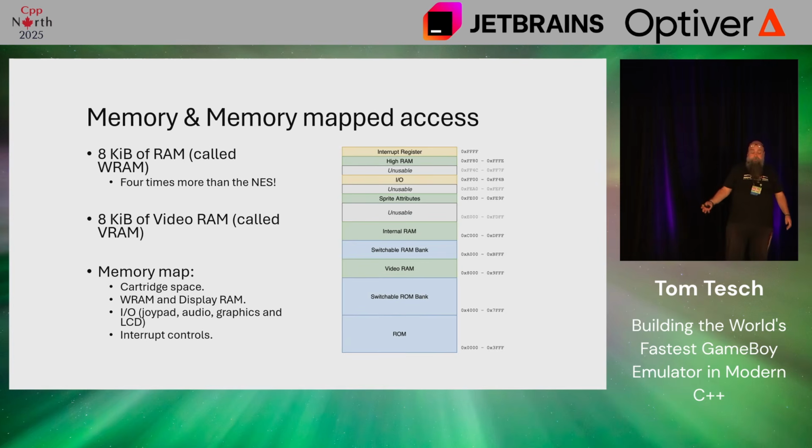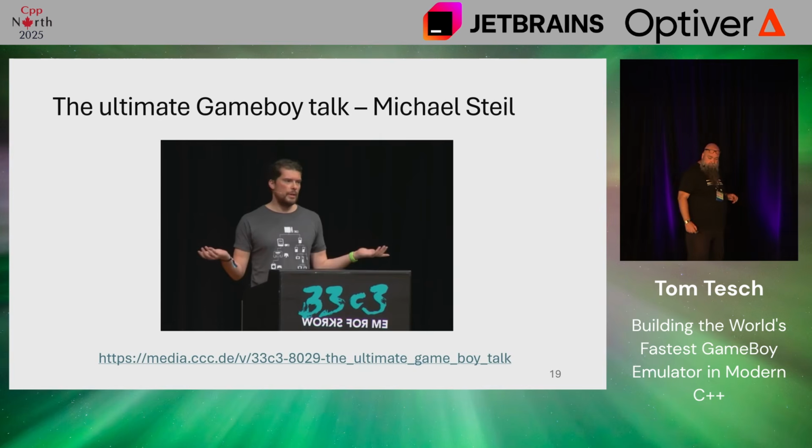Memory mapped, well, you have 8 kilobytes of RAM. If you think that's not a lot, well, that's 4 times as much as the NES. So yeah, 8 kilobytes of video RAM as well, and everything is mapped into one uniform memory space. There are some small weird things that you have to pay attention to. But when you do your first emulator, don't worry too much about these corner cases, right? The test ROMs will tell you afterward.